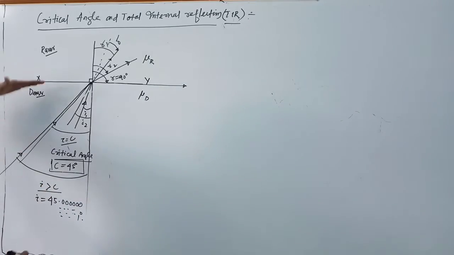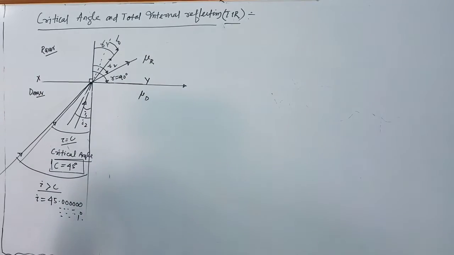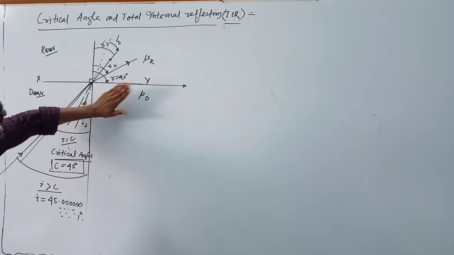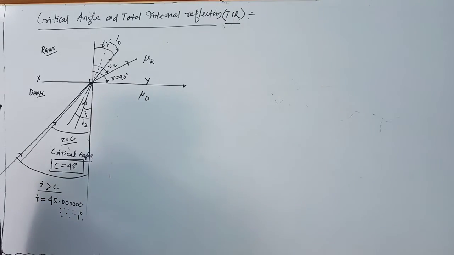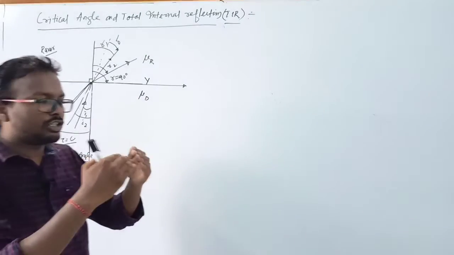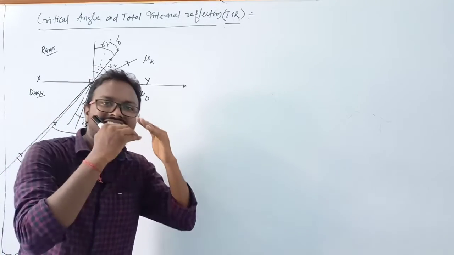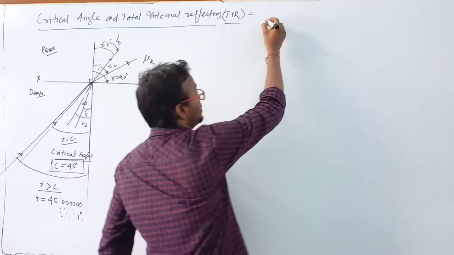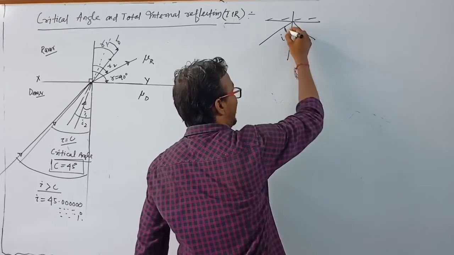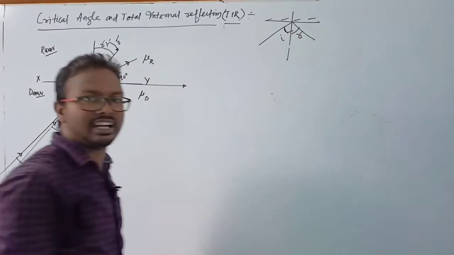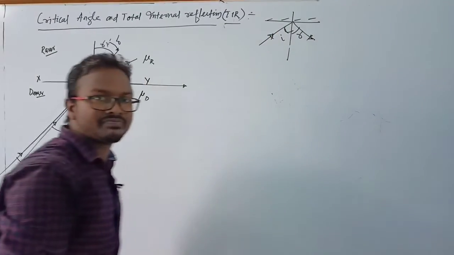At that time, the interface which separates the two media, rarer medium and denser medium, behaves as a reflecting surface. And you already know the concept of a reflecting surface. What is the reflection law? The angle of incidence is equal to, suppose this is a plane mirror, and this is the angle of incidence I, and this angle is also the angle of reflection R. This is the incident ray and this is the reflected ray.